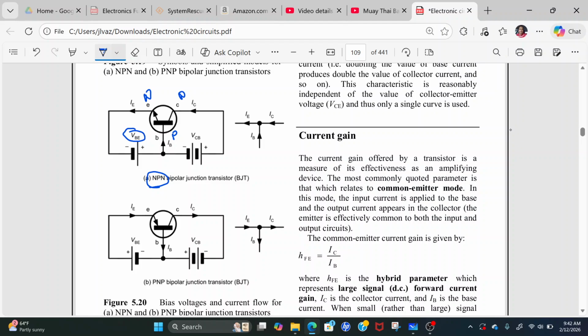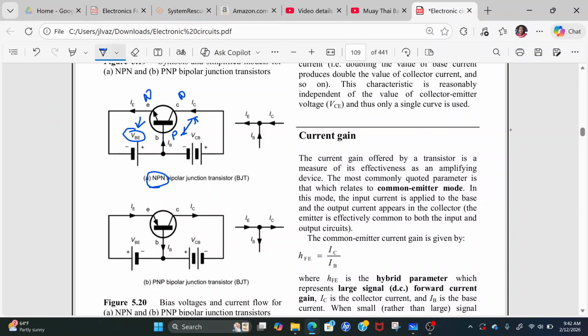All right, and notice the bias for the collector. The collector is more positive than the base. This junction here, the collector-base junction, is reverse biased. But the important part here is this VBE, which is the bias of the base in relation to the emitter. Okay, that is very important.